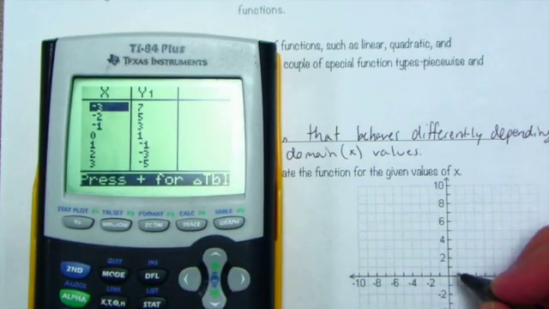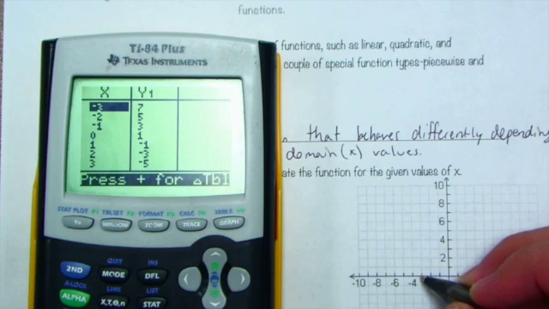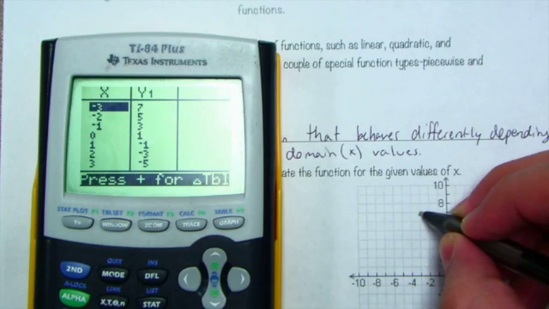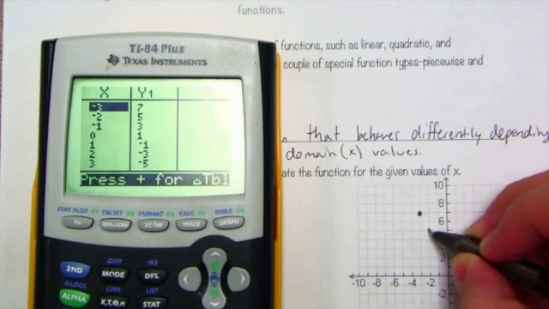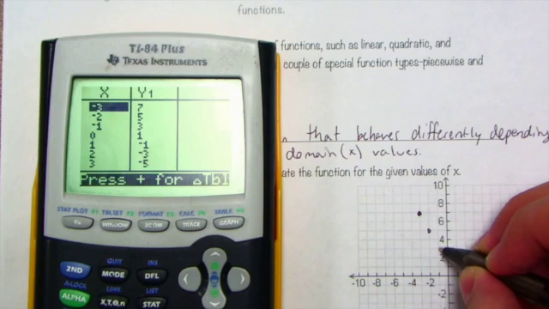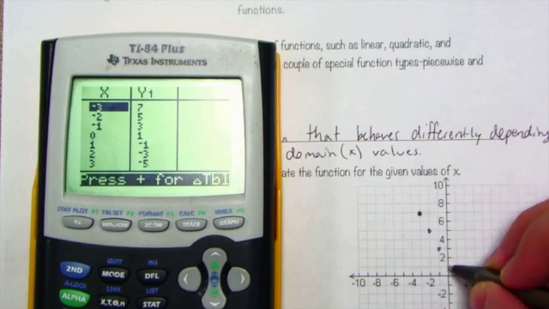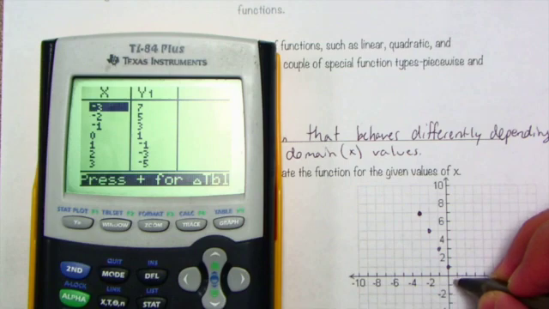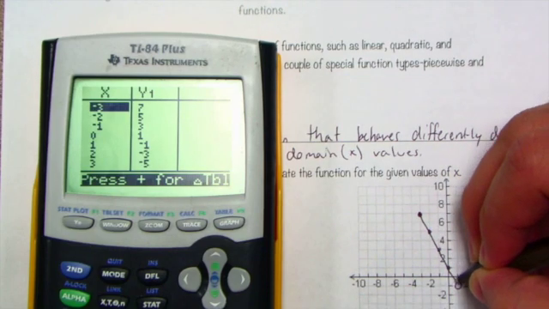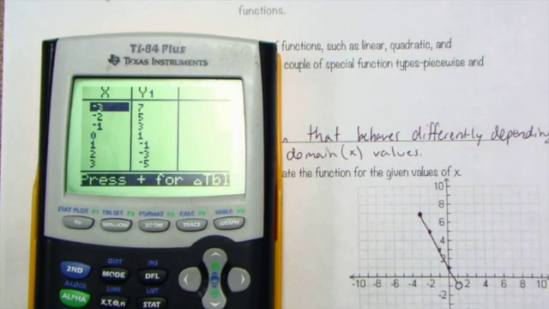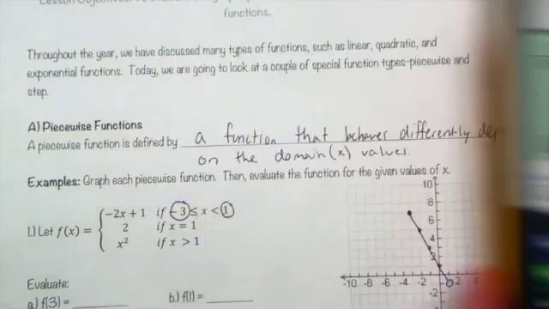So we start at -3, and -3 is 7, so there's -3, 7, and it was a closed dot. -2 is 5. -1 is 3, 0 is 1, and remember here we got to stop at 1 because our domain stops at 1, and that's -1, but it is an open dot. And all we're going to do is just connect these dots, leaving that last dot open. Okay, so that's the first one.